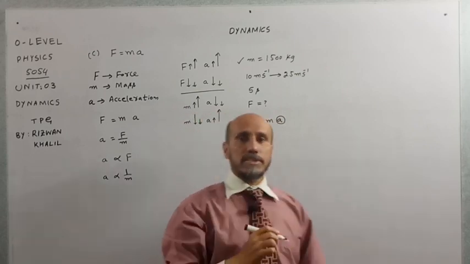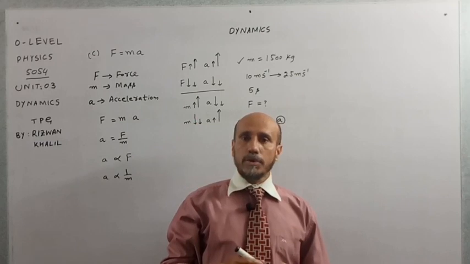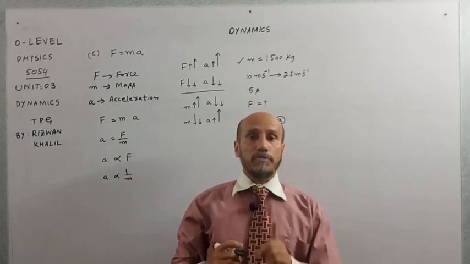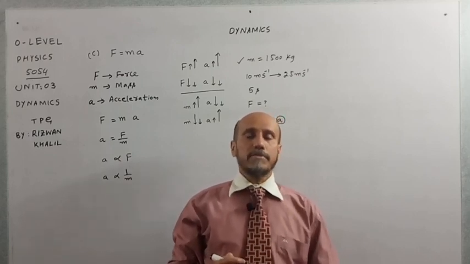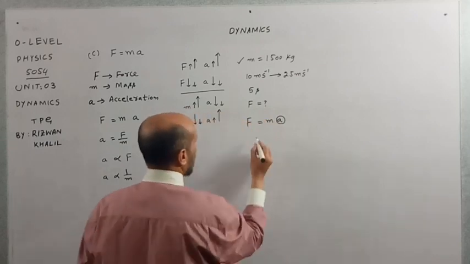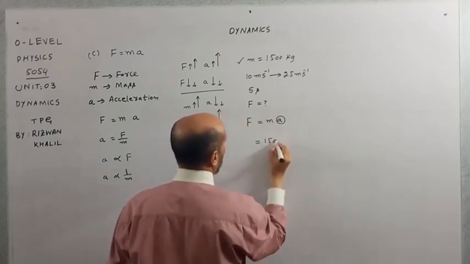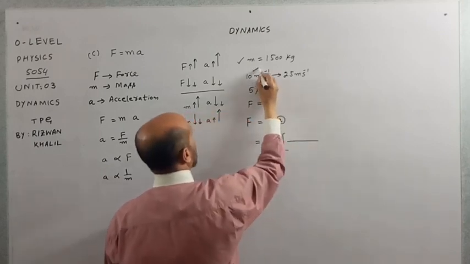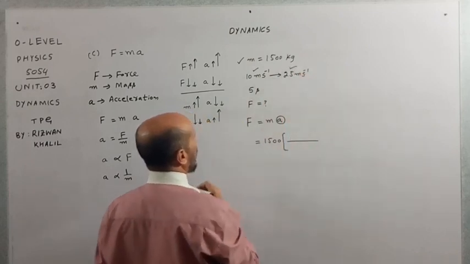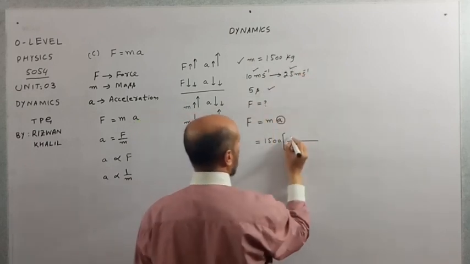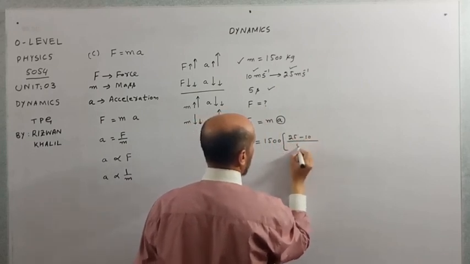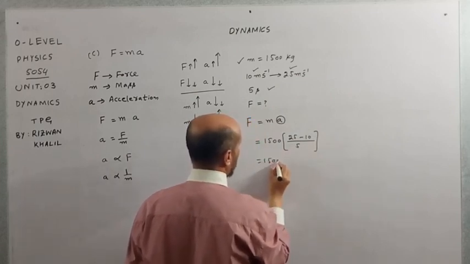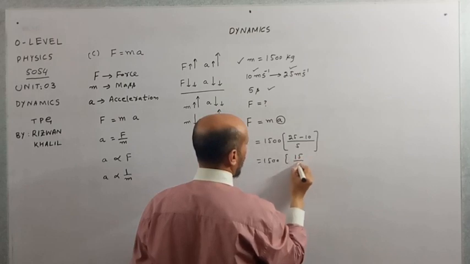So we will use the concept of acceleration from unit number 2, kinematics. What was the definition of acceleration? Rate of change of velocity. So we will calculate the change in velocity per unit time. Mass is equal to 1500. How can we calculate the value of acceleration? What was the initial velocity? 10. What was the final velocity? 25. In how much time? 5 seconds. So 25 minus 10 over 5. 25 minus 10 is definitely 15 over 5.